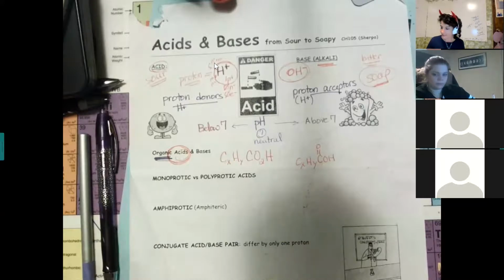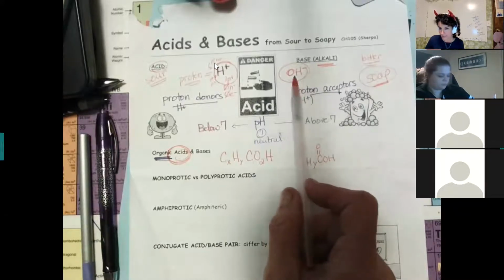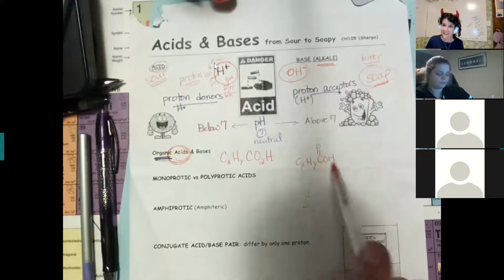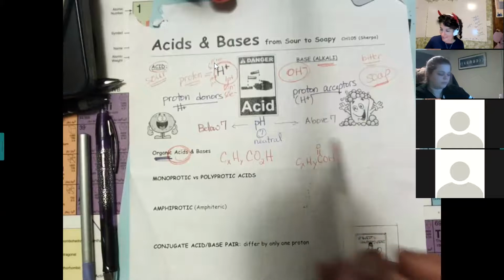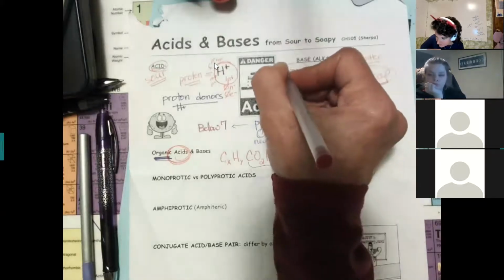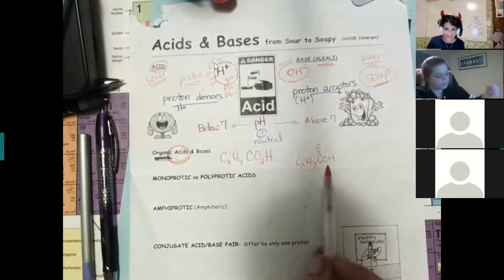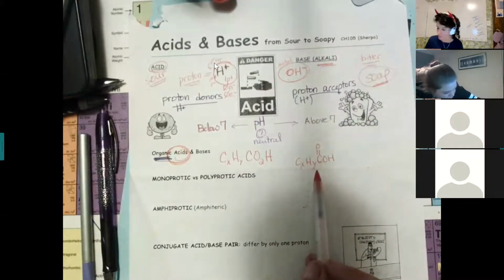And so I mention this because an issue that a lot of students have is as soon as they see an OH, they think, oh, that's a base. It's not actually like that. This is if you have a metal plus the OH. This is not a metal, this is a molecule. That's what we were talking about earlier.